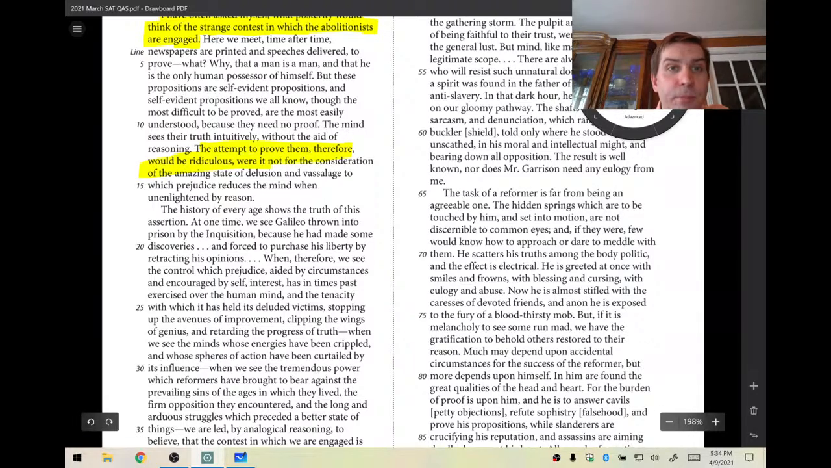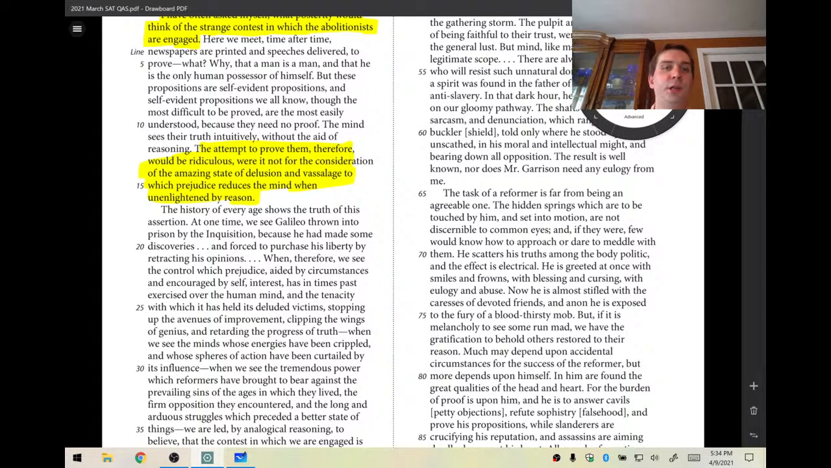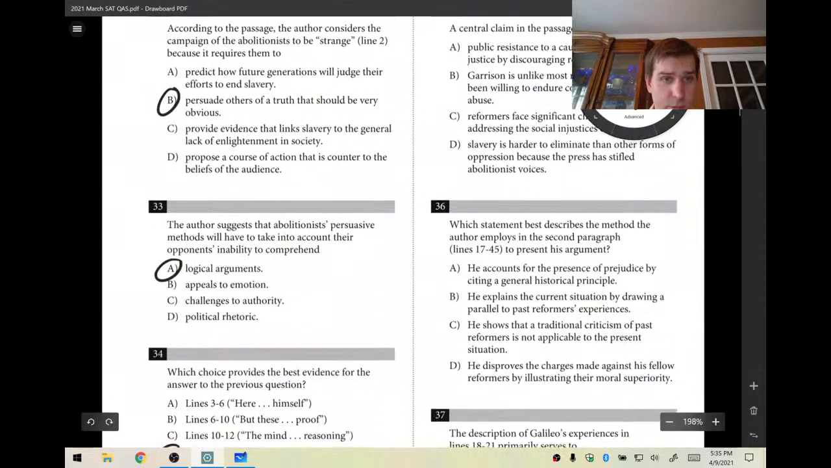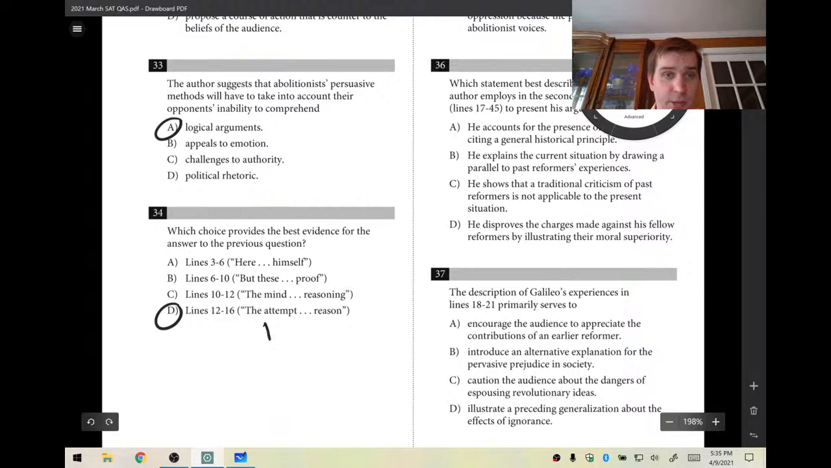All right, here we go. This bit right here. "The attempt to prove them, therefore, would be ridiculous were it not for the consideration of the amazing state of delusion and vassalage to which prejudice reduces the mind when unenlightened by reason." So why are these people illogical? Well, they've been corrupted. They've been corrupted by delusion and vassalage to their prejudice. So that was that bit right there that I just read.